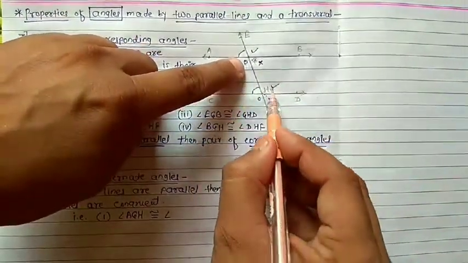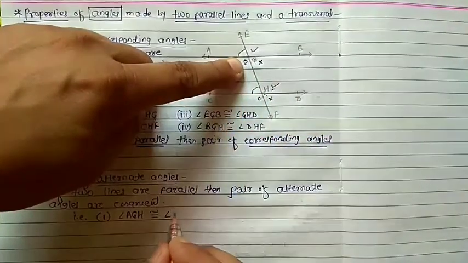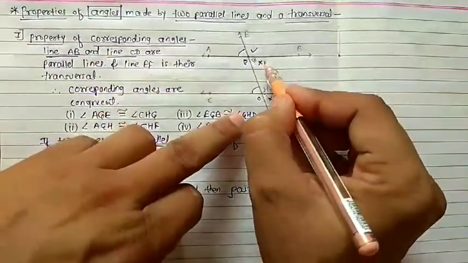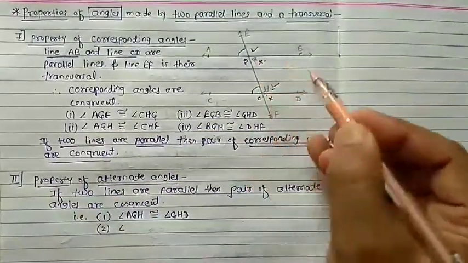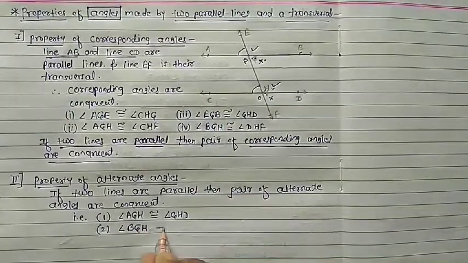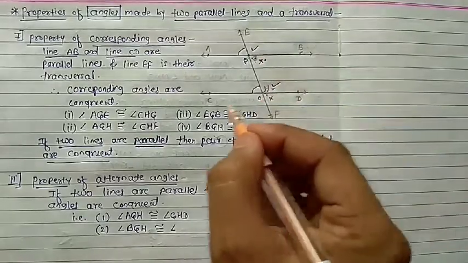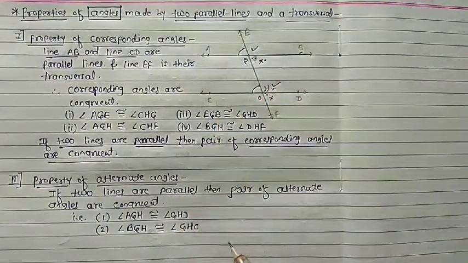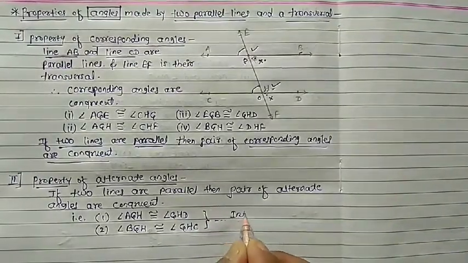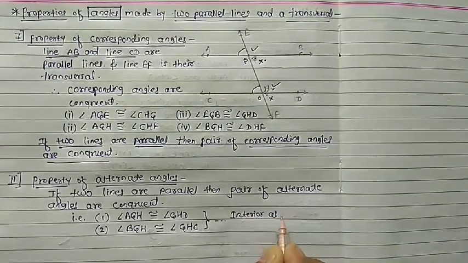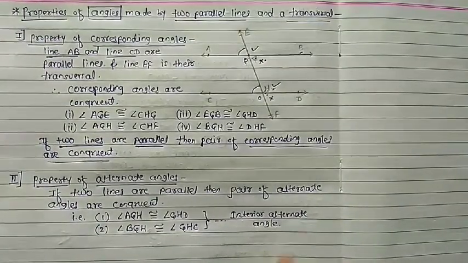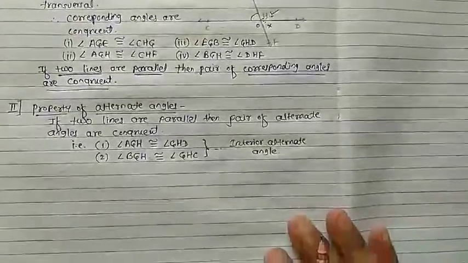That is, this angle and this angle are alternate angles, GHD. The second pair of angles is BGH and GHC. Angle BGH is congruent to angle GHC. So these are interior alternate angles.